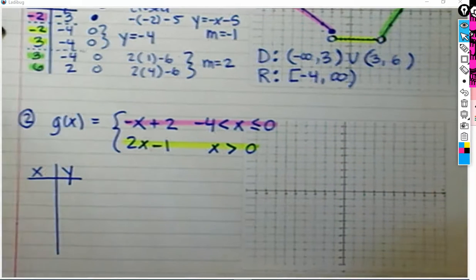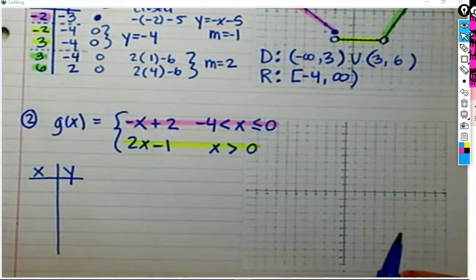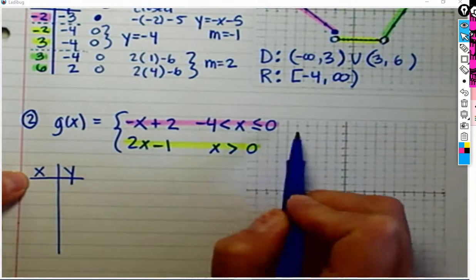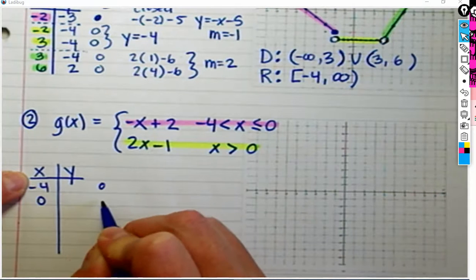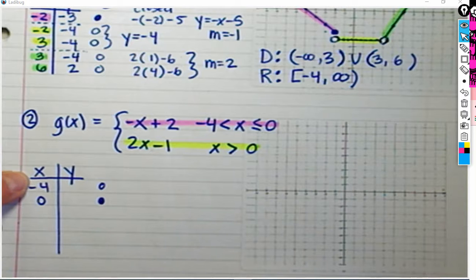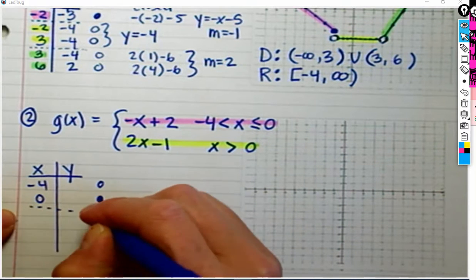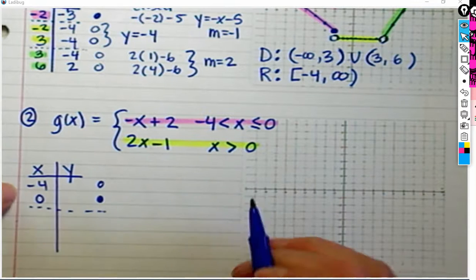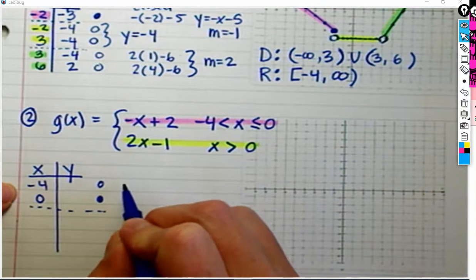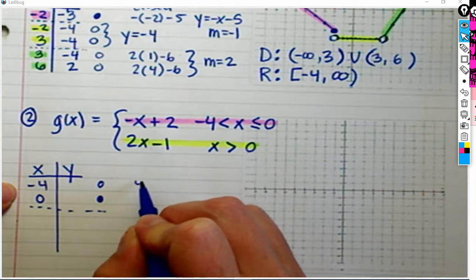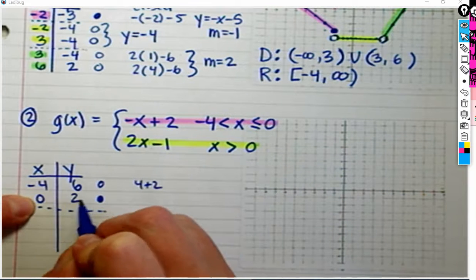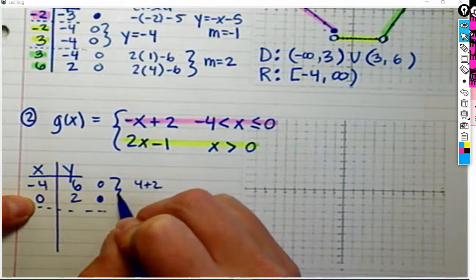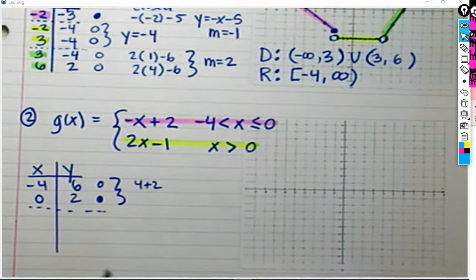The first thing I'm going to do is look at the endpoints of the domain and decide whether they're open or closed. Now I'm actually going to plug in and get the endpoints. Negative, negative, so we get 4 plus 2, so I get 6, and I get 2.